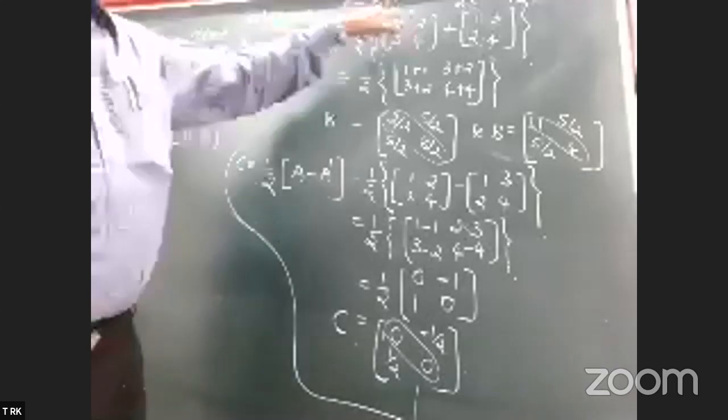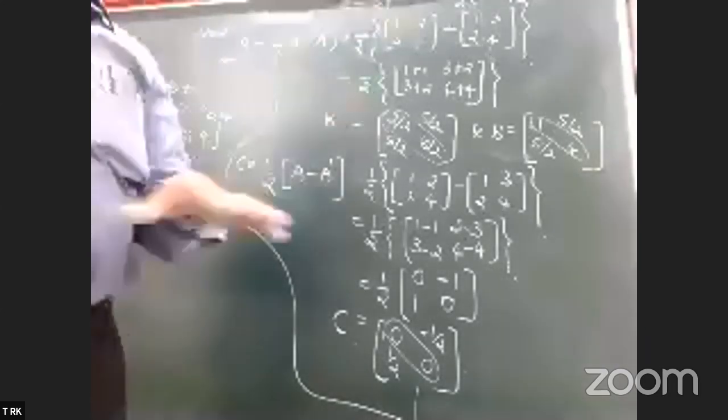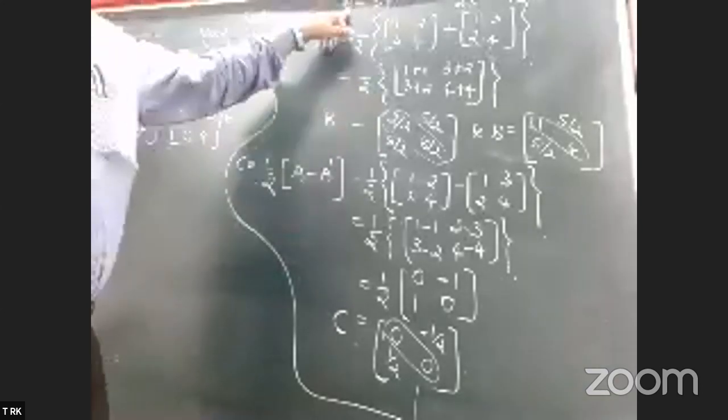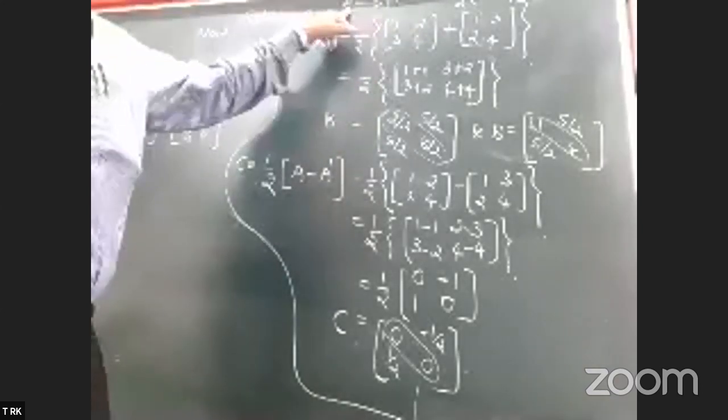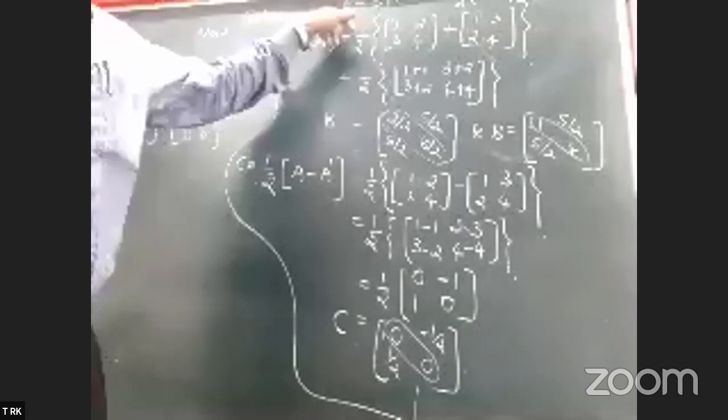See, A plus A dash. See, the question is what? Express A in terms of the sum of a symmetric and a skew symmetric matrix.